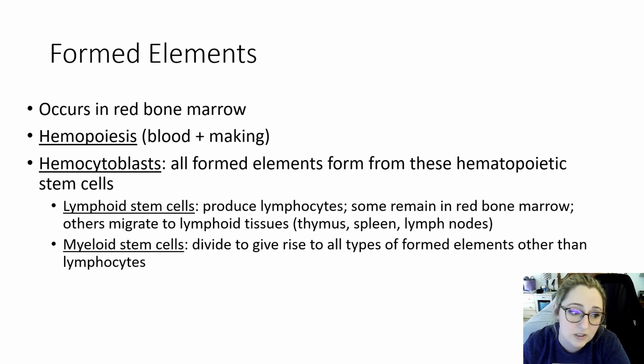Kind of subcategories, we have lymphoid stem cells, which are going to produce lymphocytes, which are a type of white blood cells. Some remain in your red bone marrow, and others migrate to your lymphatic system and within the lymphoid tissue, such as in the thymus, the spleen, and your lymph nodes. Myeloid stem cells are going to divide and give rise to all types of formed elements other than lymphocytes. So as I said, hemocytoblasts include both of these, but myeloid stem cells are going to be specifically everything else except for lymphocytes.